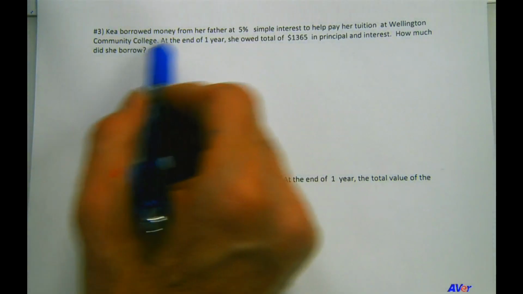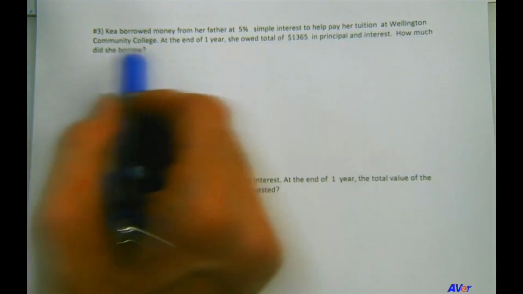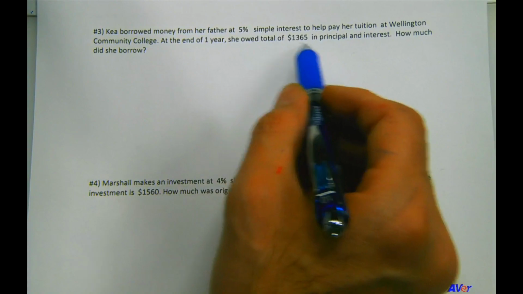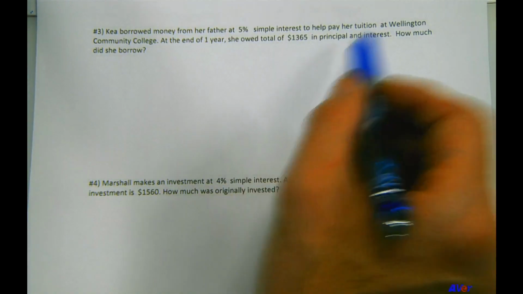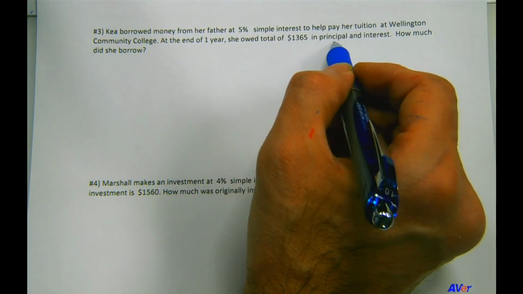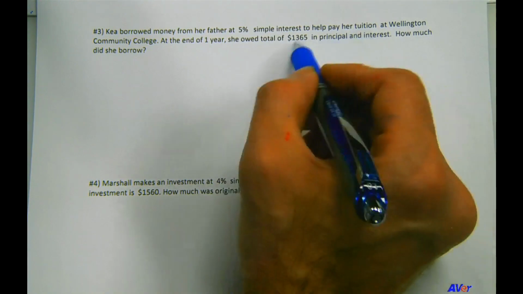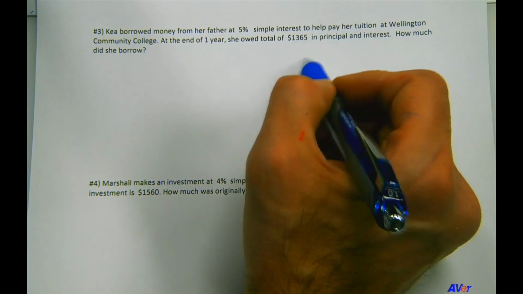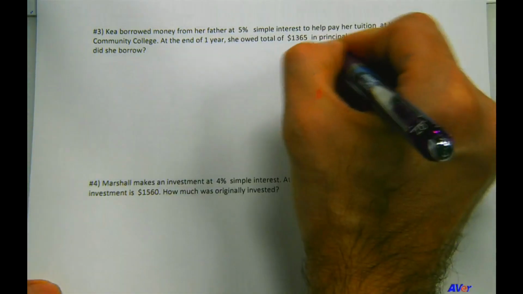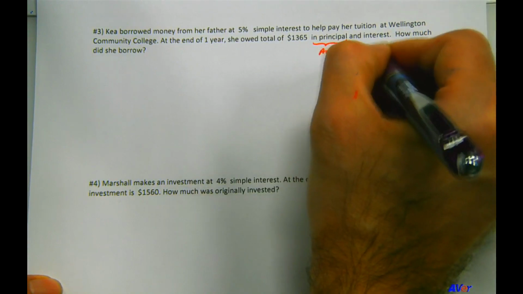So Kia borrowed money from her father at 5% simple interest to help pay her tuition at Wellington Community College. At the end of 1 year, she owed a total of $1,365 in principal and interest. So that includes the principal that she borrowed. Principal means what she originally borrowed from her dad. And interest. So that money includes both, the interest and the principal, the amount she borrowed. Okay, the principal is the amount she borrowed.